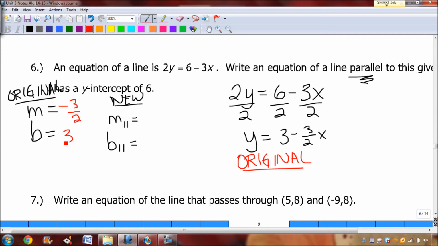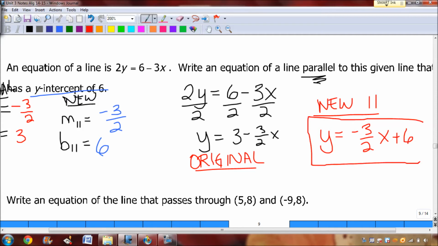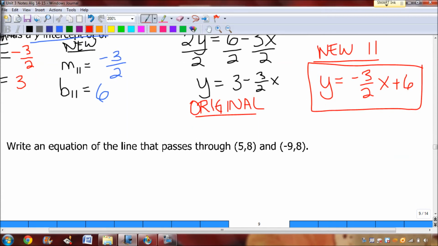Okay, now I want to figure out what is the slope of my new line. Well, the slope of my new line has to be equal to the slope of my original line, because parallel lines have the same slope. And then it tells you that the parallel line has a y-intercept of 6, so I know what the b is in that example. Now I'm going to write out my new parallel line, okay? And remember, this symbol means parallel. So my new parallel line is y equals -3/2 x plus 6. Okay? All right, let's take a look at the next question.